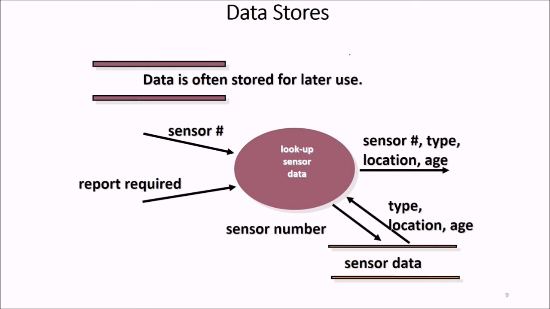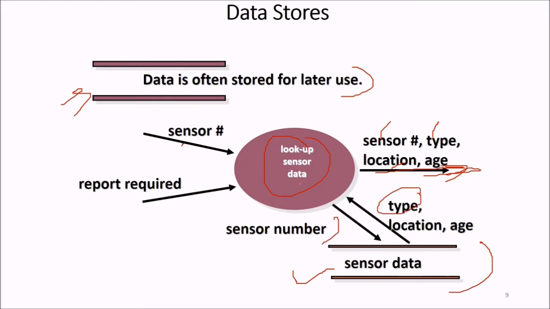What about the data stores? This is where the data will be stored, for example, for later usage. For a sensor report which is required, we look up the sensor data, and there is certain functionality happening, which gives the output: sensor number, type, location, age. But we have the sensor data. This is our storage, which is actually for every sensor number, giving you type, location, and age.